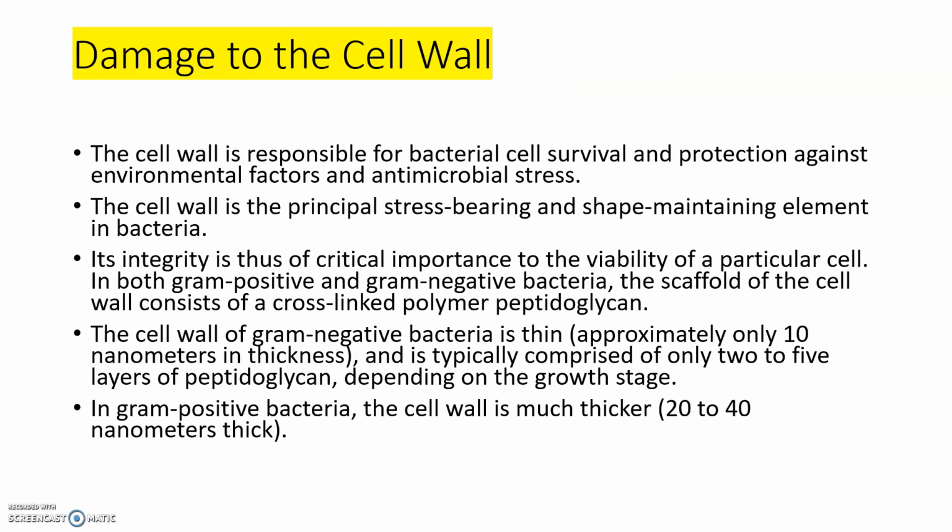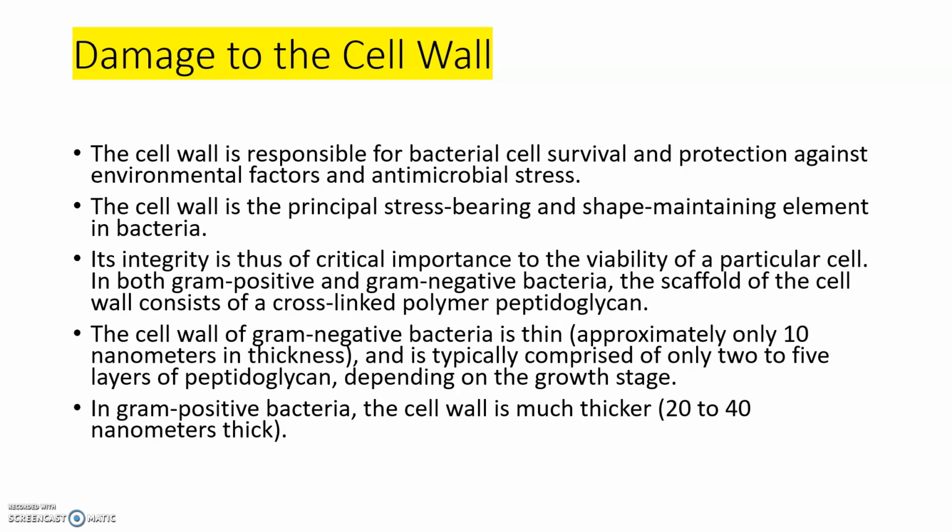Okay. Next is about damage to the cell wall. So, what is the cell wall responsible for? Bacterial cell survival, and it may provide protection to the bacteria against environmental factors and antimicrobial stress, and also provide shape to the bacteria. So, the cell wall is a principal stress-bearing and shape-maintaining element in bacteria. Its integrity is important to the viability of a particular cell.